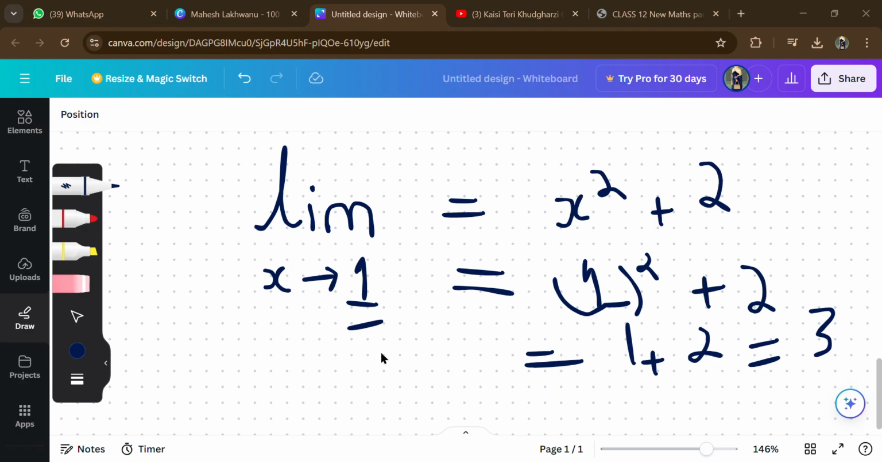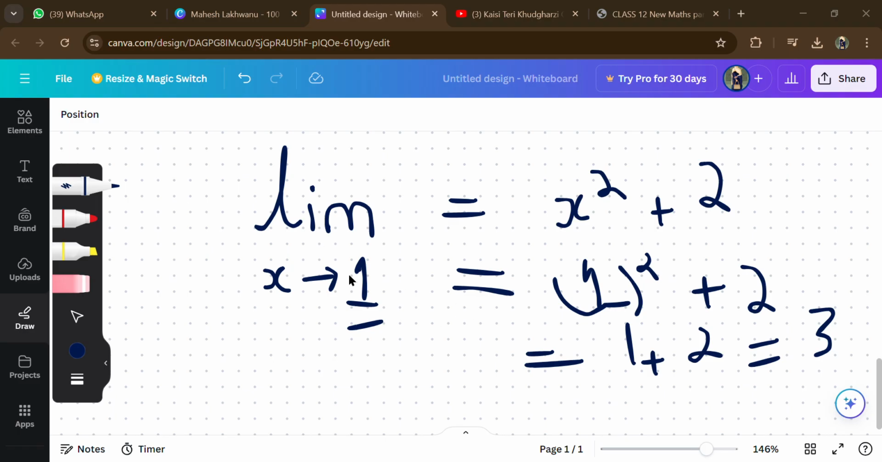Let's suppose that, as I mentioned, the value approaches 1. So let's just take a value that is just before 1. So it will be 0.999999, and let's just take it, that is 0.999999. Now let's just square it. After squaring, we'll get this answer.